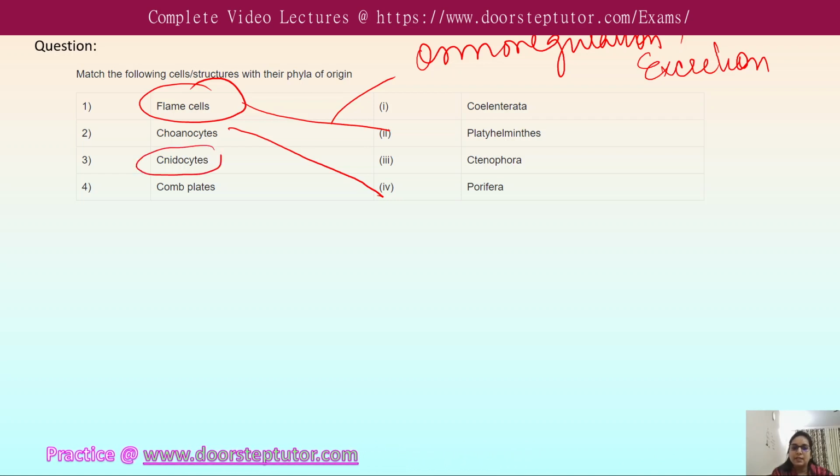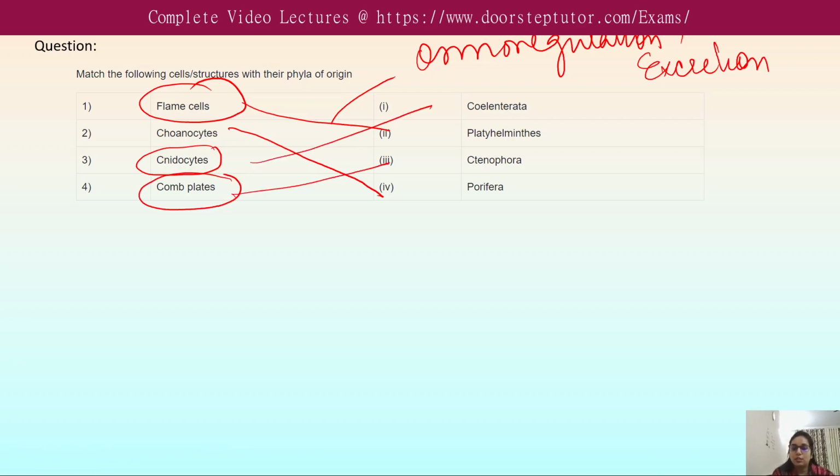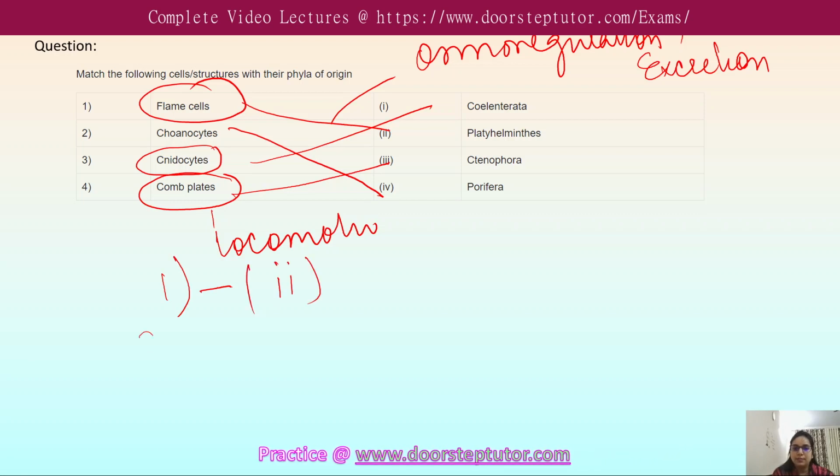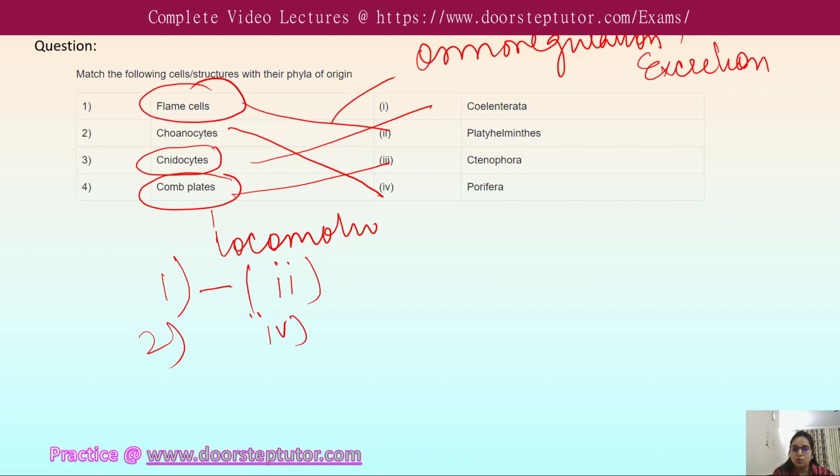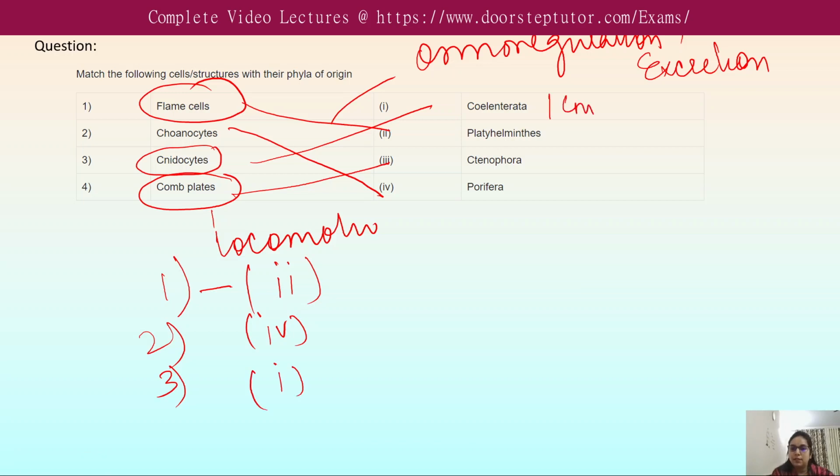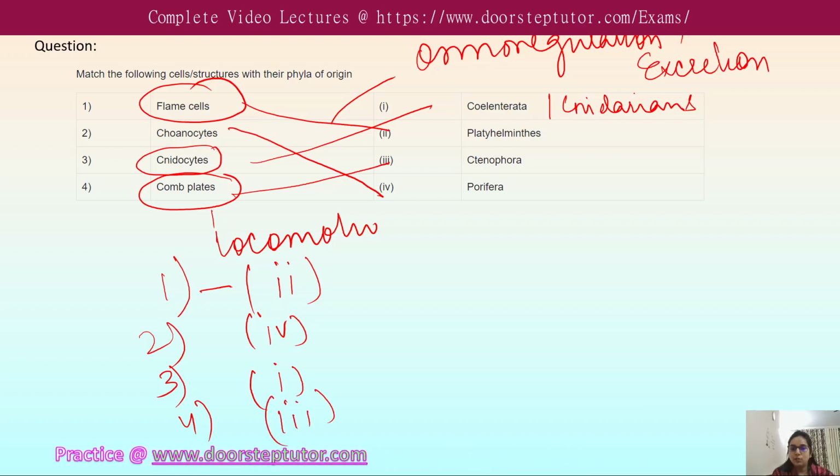And the cnidocyte, as the name suggests, is present in the Cnidaria, also known as Coelenterates. The comb plates are generally present in the Ctenophora, which are generally used for locomotion. So the first option goes with the second option of column B. The second, the choanocyte, goes with the fourth option. The third, the cnidocyte, basically goes with the first option, that is Coelenterata, or if it is given as Cnidarians, then it again goes with this option. The fourth option is the comb plate and it matches with the third option, that is Ctenophora.